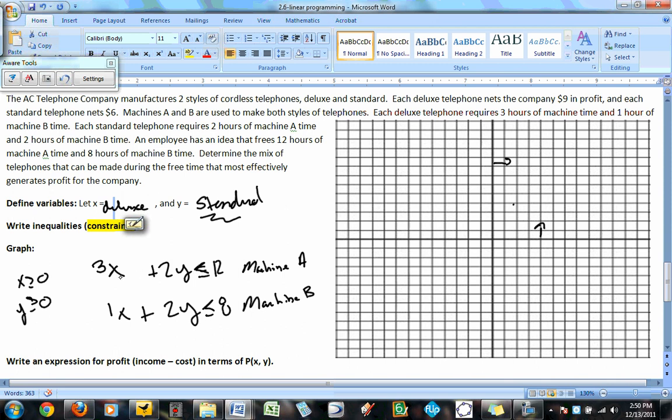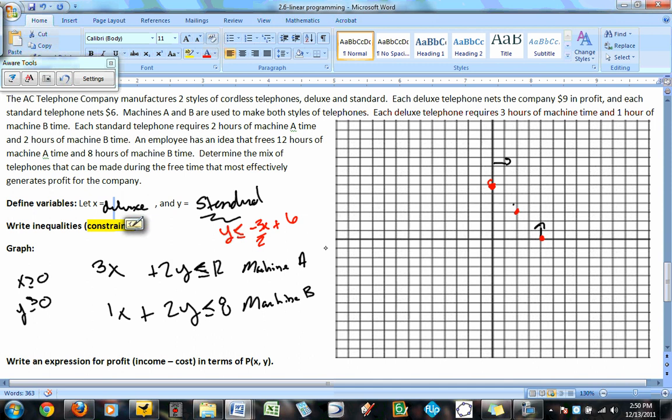If I were to subtract my 3x to the other side and divide by 2, I would have Y is less than or equal to negative 3 halves x plus 6, because I divided by 2. So I'm going to go up 6. I'm going to go up 1, 2, 3, 4, 5, 6. Put a dot right there. I'm going to go down 1, 2, 3 and to the right 1, 2. Down 1, 2, 3 and to the right 1, 2. And I'll be shading underneath that.